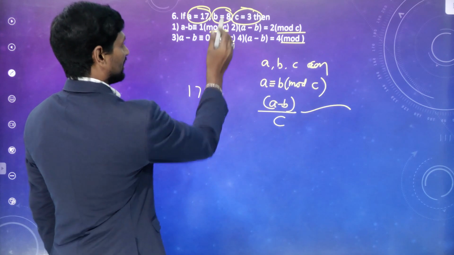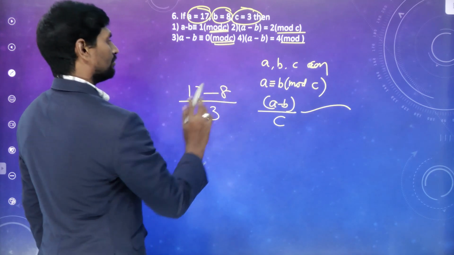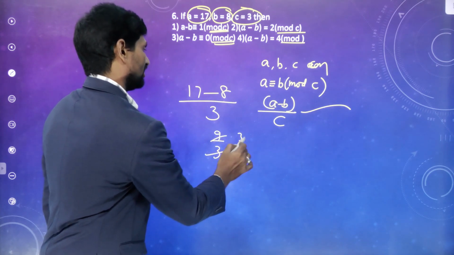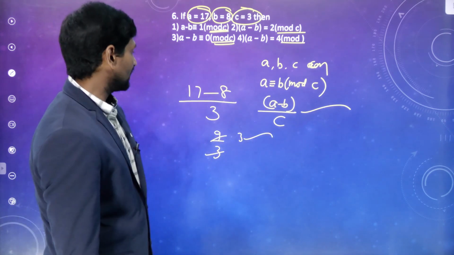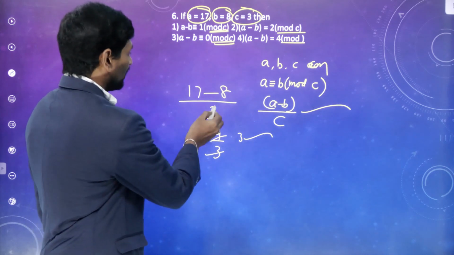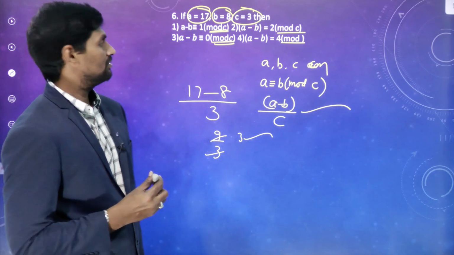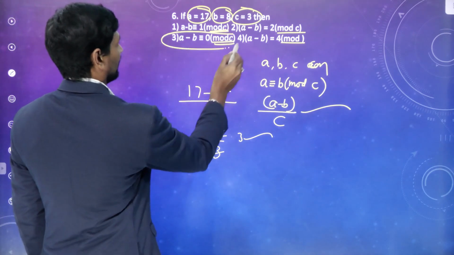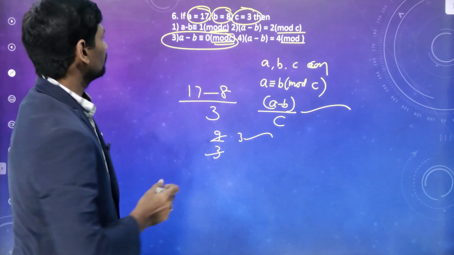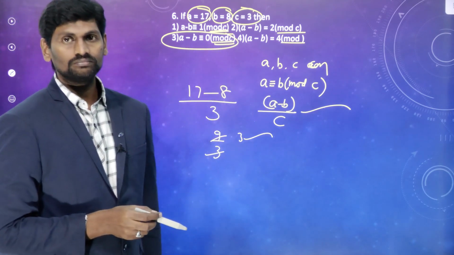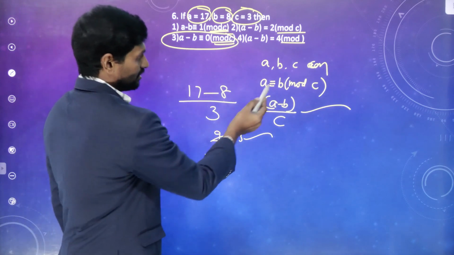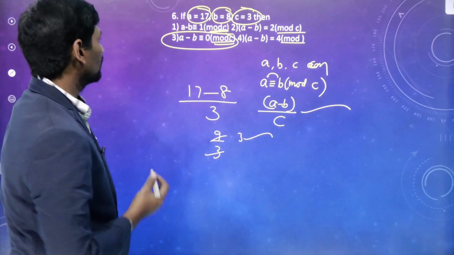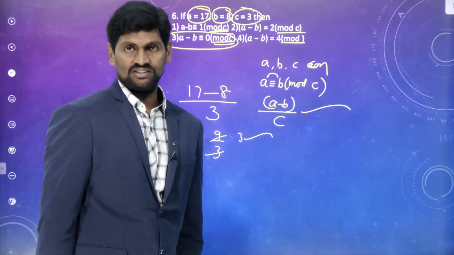17 minus 8 by 3. 17 minus 8 how much? 9. 9 by 3, yes, it divides exactly. So 17 minus 8 is divided by 3. So we can write A minus B is congruent to 0 modulo C. Okay? That means when you bring this side here with minus, it will be 0 only. So option C is the required answer.